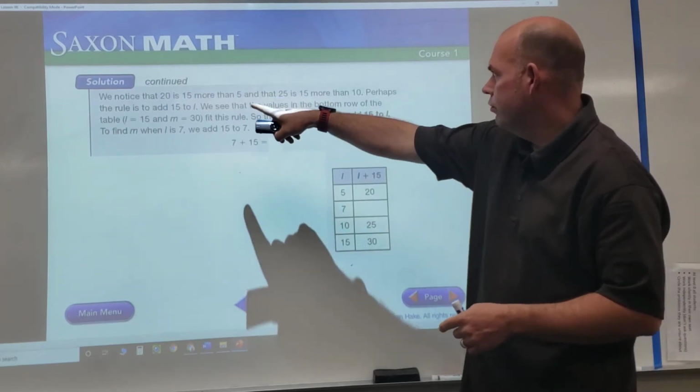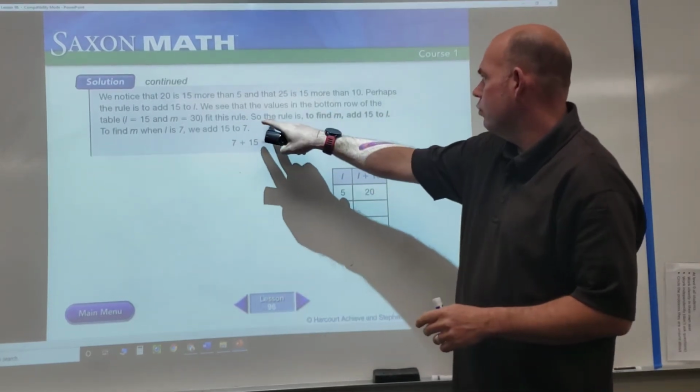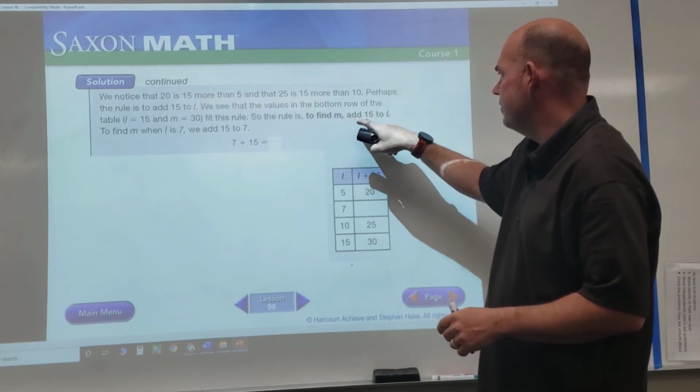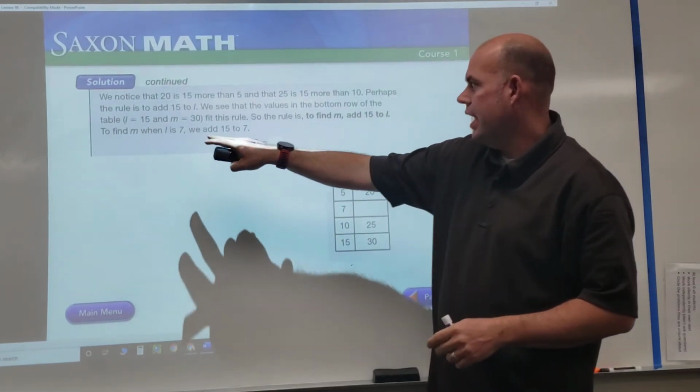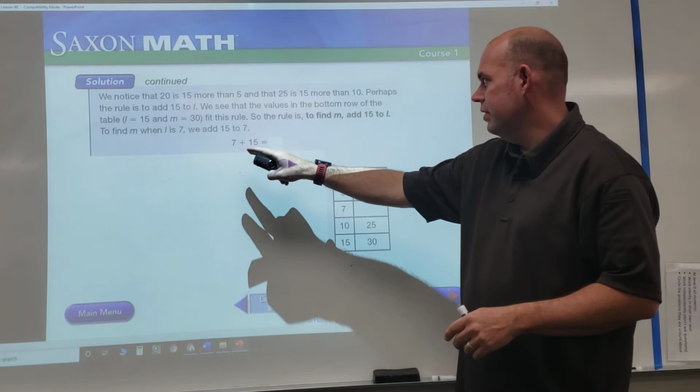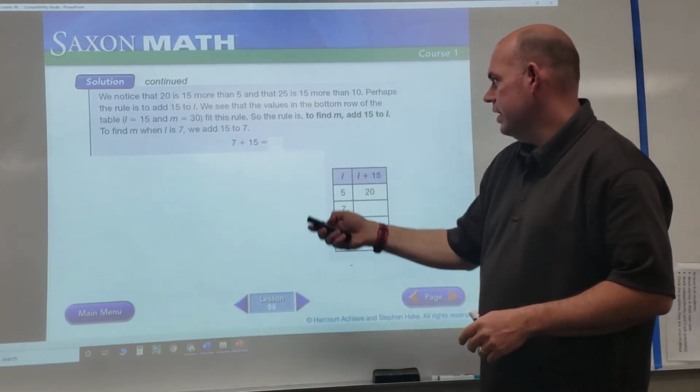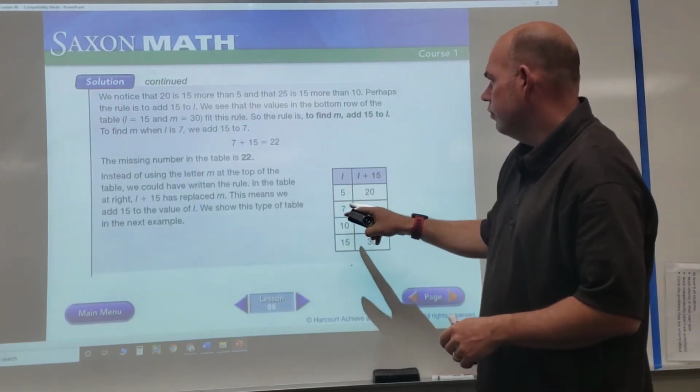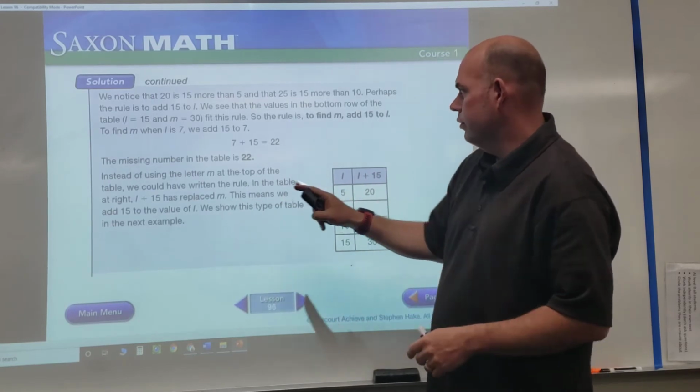So here we notice 20 is more than 15, we got to that part. The rule here to find m is add 15 to L. So when L is 7, we add 15 to 7, and we get 22. So the missing number is 22.